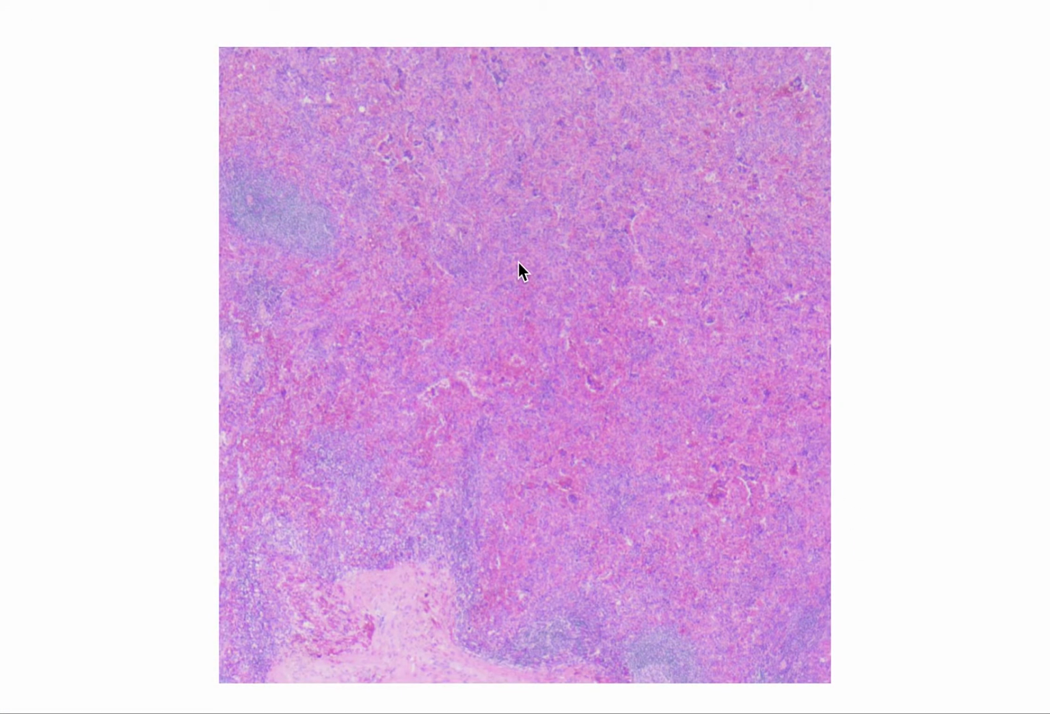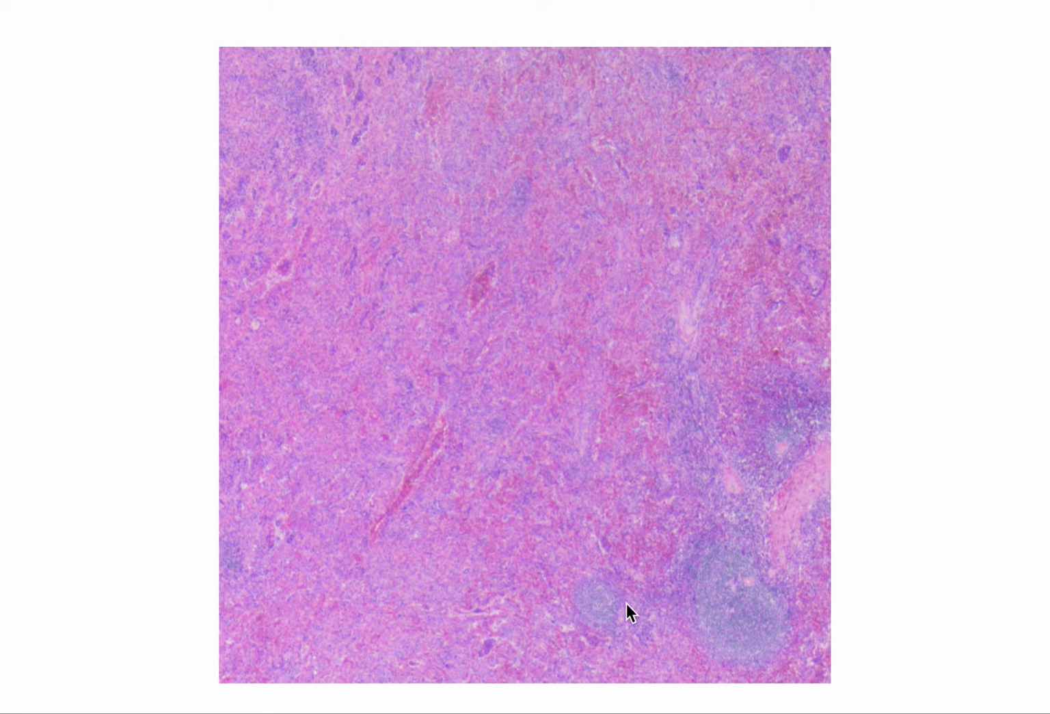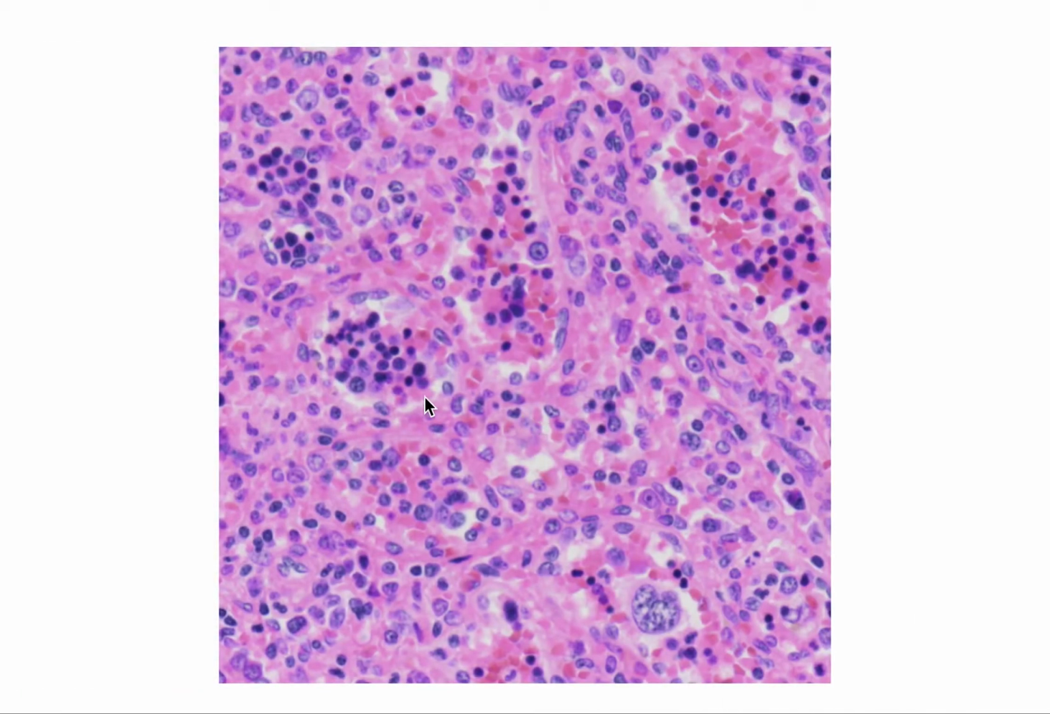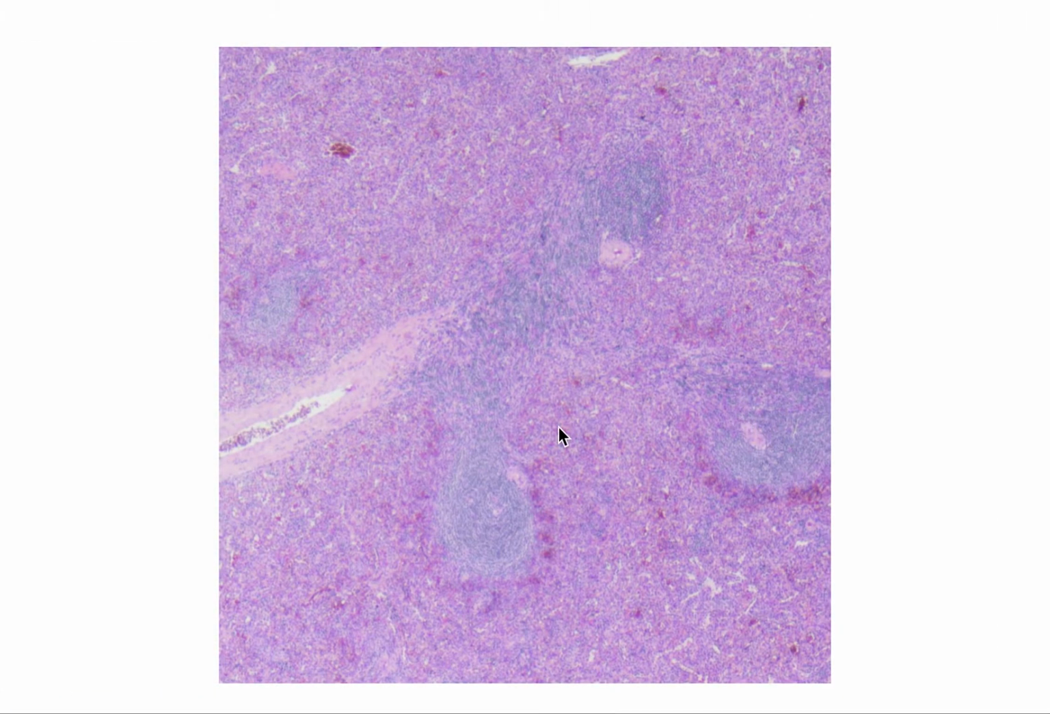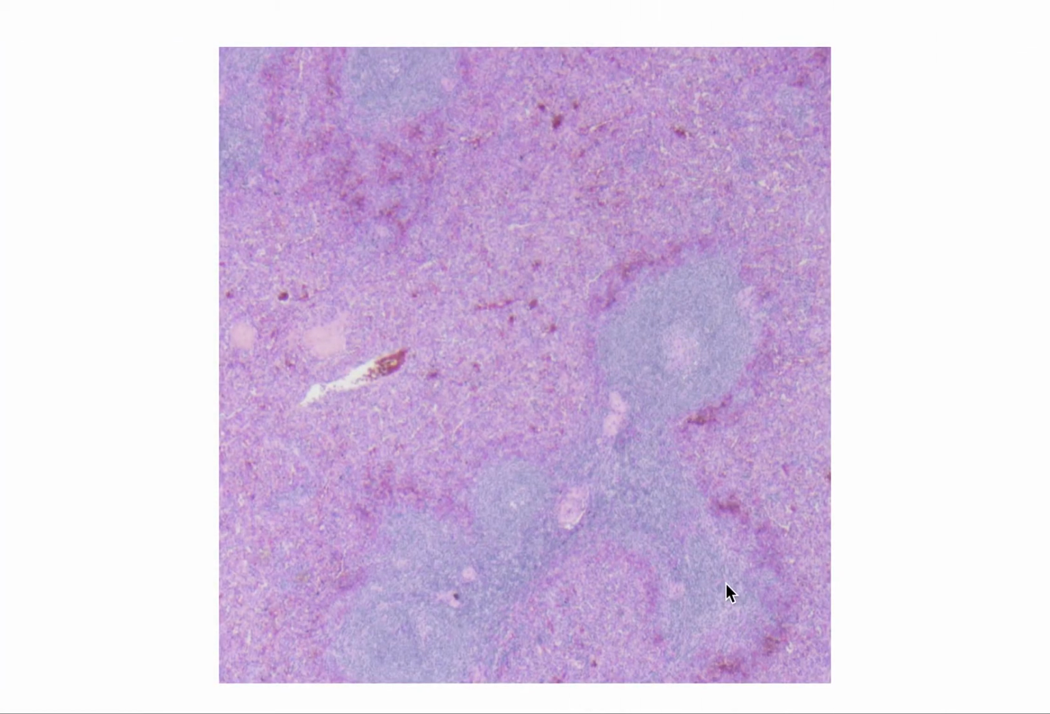So normal histology, again, you have the white pulp composed of lymphoid cells, red pulp, trabeculae. Again, some white pulp. You could see extramedullary hematopoiesis with erythroid elements, megakaryocytes. That's often seen. Again, white pulp areas with lymphoid cells. Again, white pulp, red pulp.